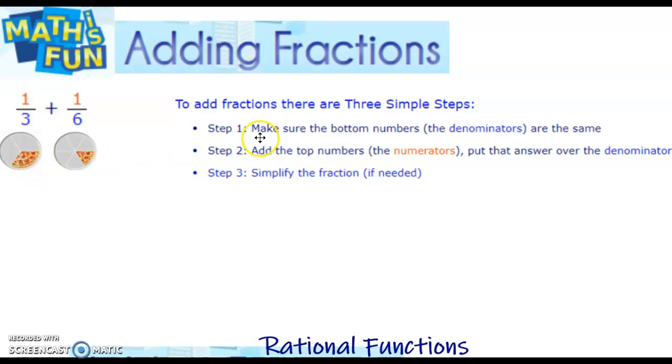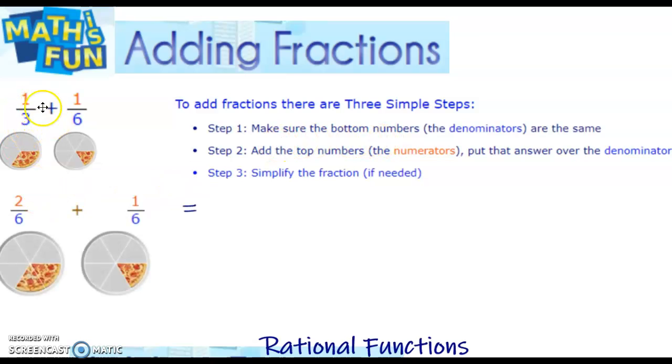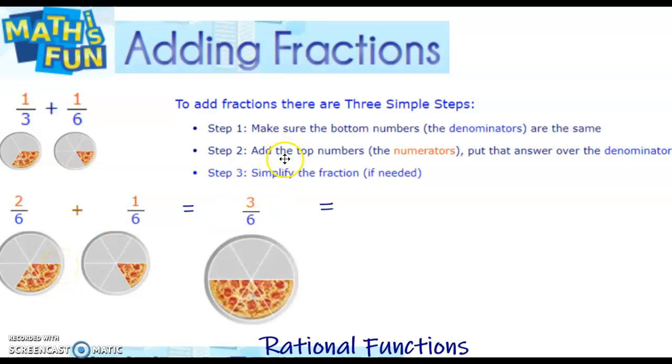The very first thing we always have to do is make sure that the denominators are the same. If I think of my 1/3 as being 2/6 instead, now I can combine them and say, how many sixths do I have? When we add fractions, we only add the numerators. We had to get our denominators the same, and we keep it the same, and then we simplify at the end if we need to. So 3/6 is the same thing as 1/2.